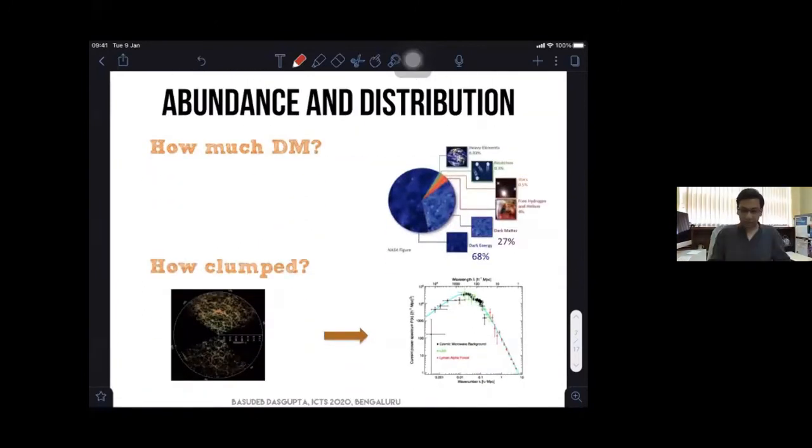Okay, so the abundance we all know. I hope everyone here is familiar with this notation. We know that omega h squared is something like 0.12. Omega, we know what the definition is. It's basically something like rho by some rho critical, something like this.